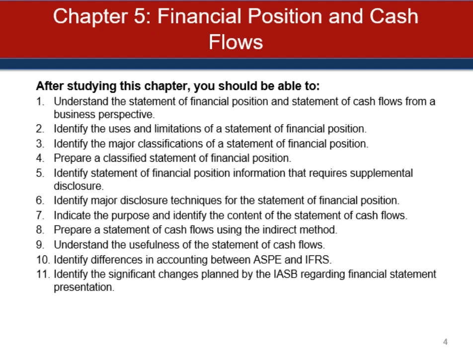So, the learning objectives for this chapter include the following 11 items or so. We're going to talk about the statement of financial position, once called the balance sheet, and the statement of cash flows, once called a bunch of other stuff, from the perspective of a business. We'll talk about the limitations of the balance sheet and the major classifications within the balance sheet. We'll prepare a classified balance sheet, statement of financial position, and we'll talk about some information that requires additional disclosure, so some disclosure items that you need to remember in order to be able to understand all of the things that have an impact on the balance sheet.